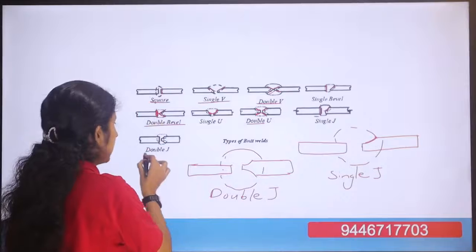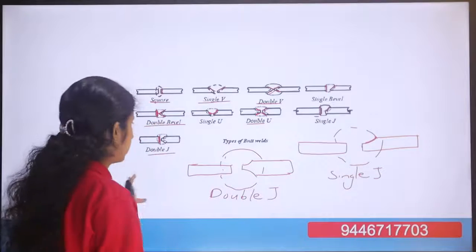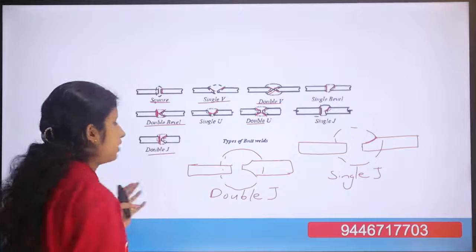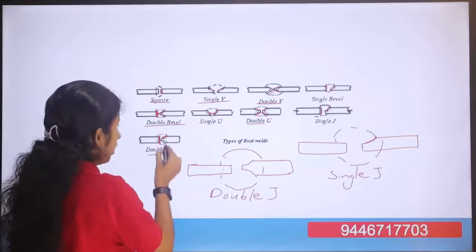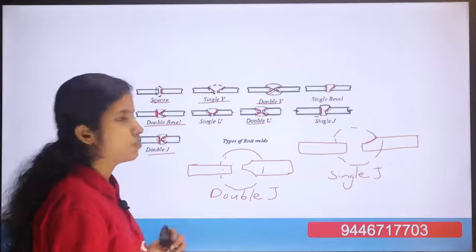And next is the double J. In the first plate there is a straight plane, and in the second plate there is a J portion at the top and bottom. Okay, these are the various types of butt welds.